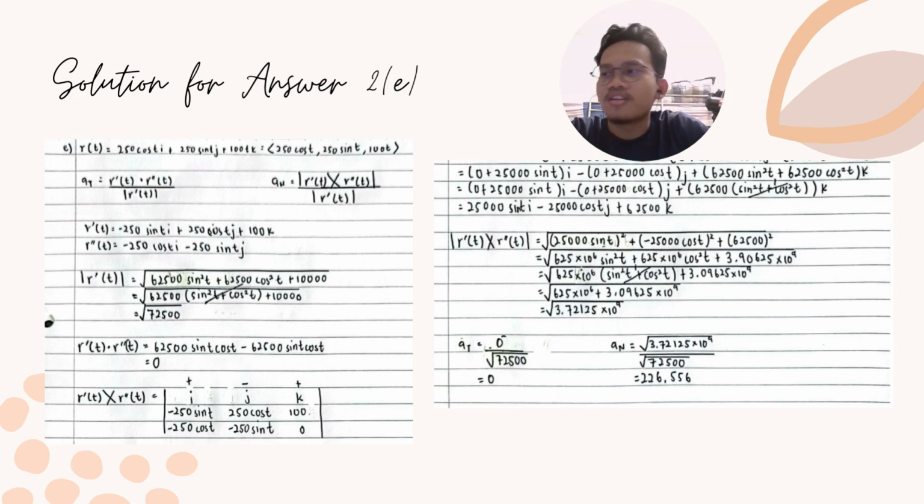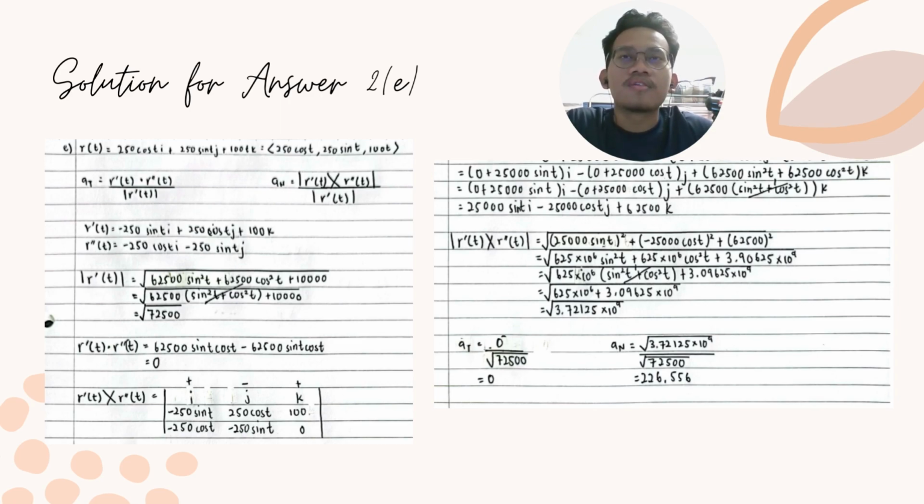Today I will explain the solution for answer 2E. The question is to calculate the tangential and normal components of the acceleration for the helical path. The function given is r(t) equals 250 cos t i plus 250 sin t j plus 100t k.